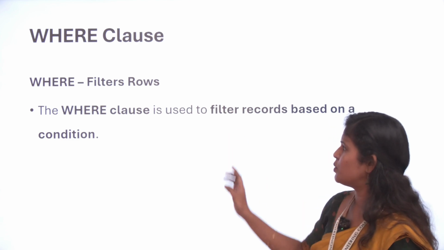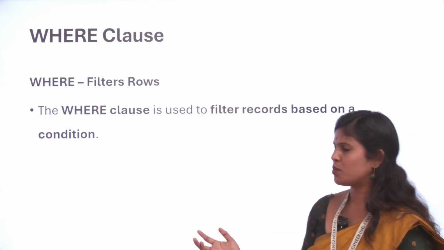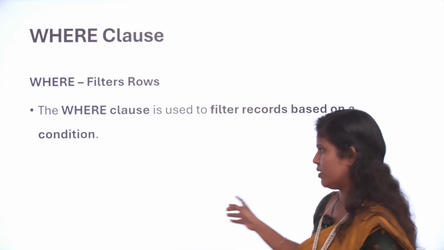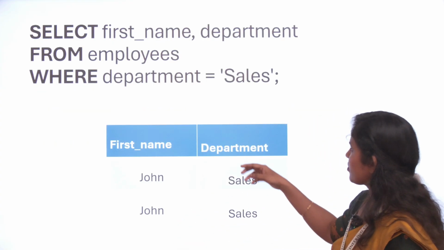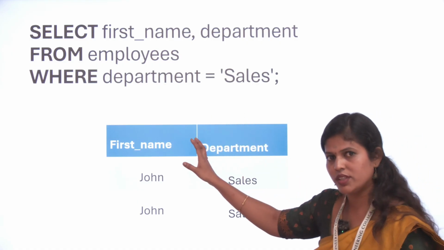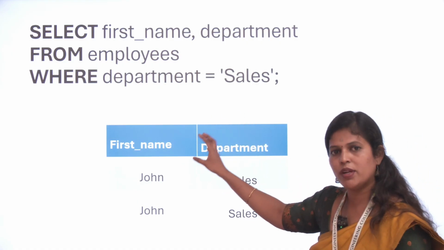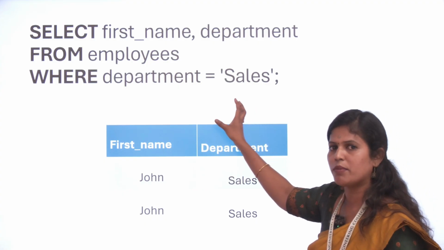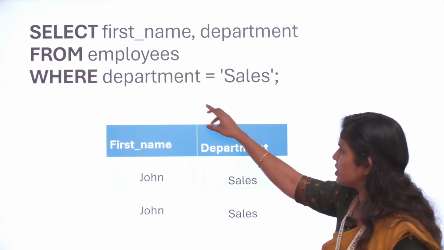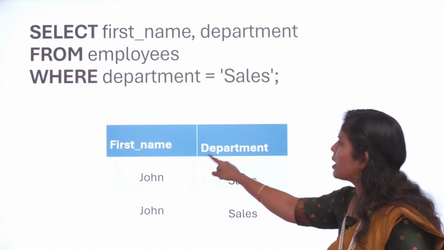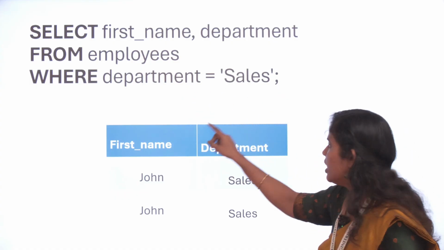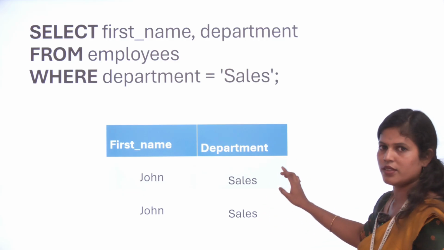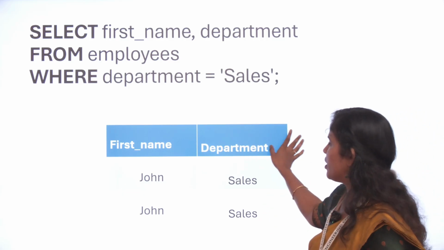And the WHERE clause helps you filter the rows based on a condition. We can give whatever condition we want here. The condition we have given is that we want the sales department alone. So we have written SELECT first_name, department FROM employees WHERE department = 'Sales', so that it returned the sales department alone.